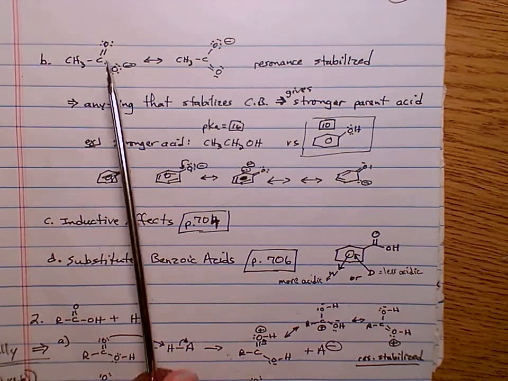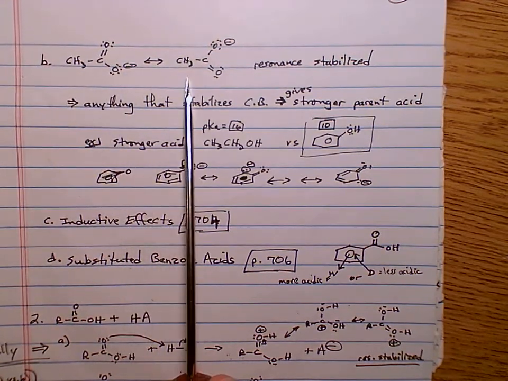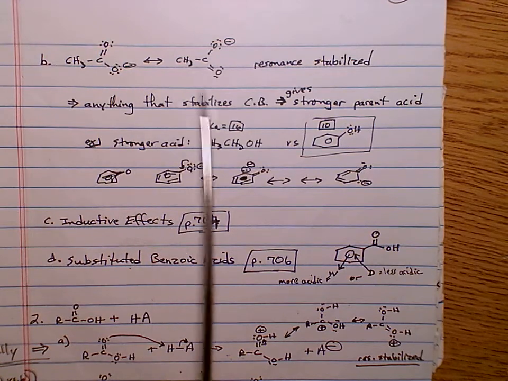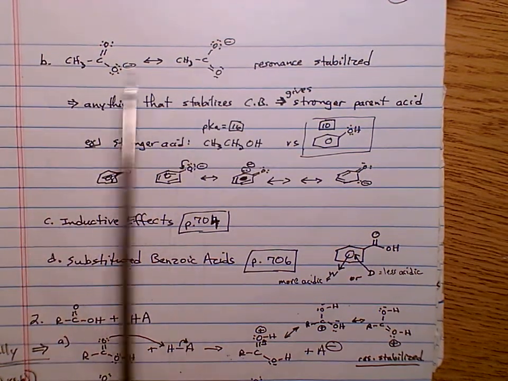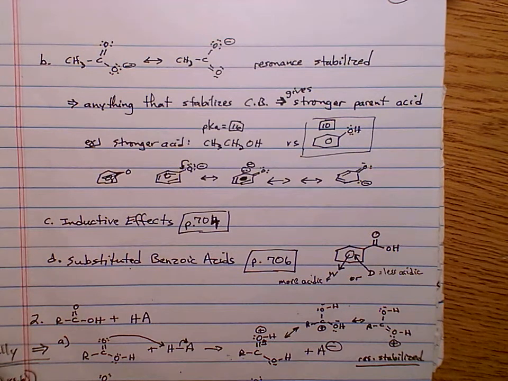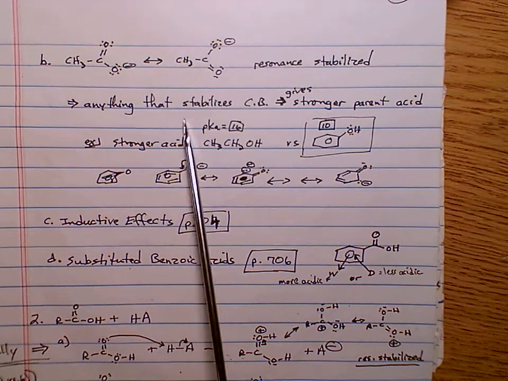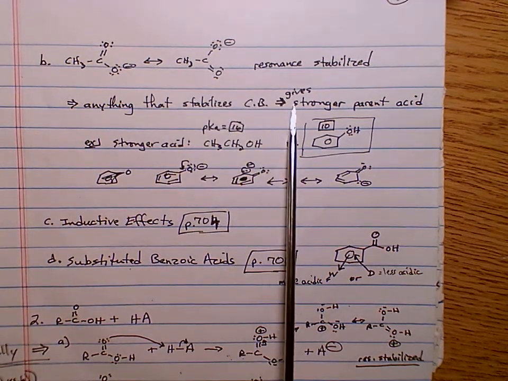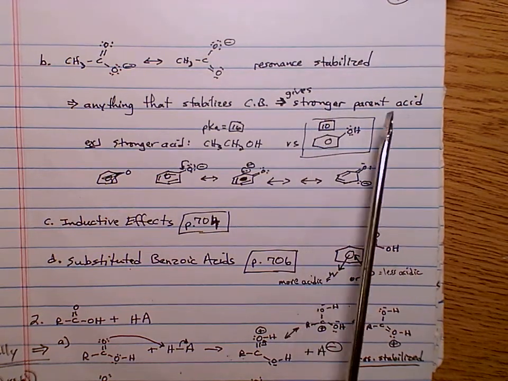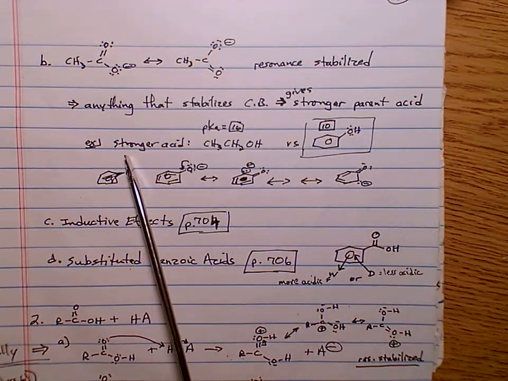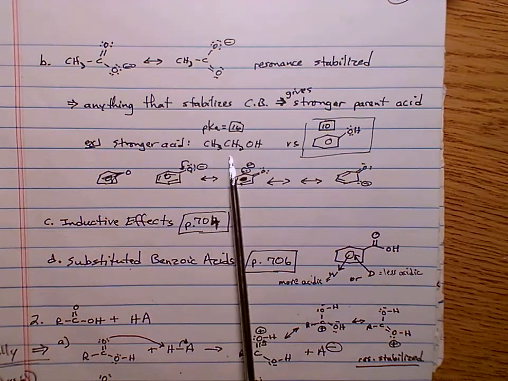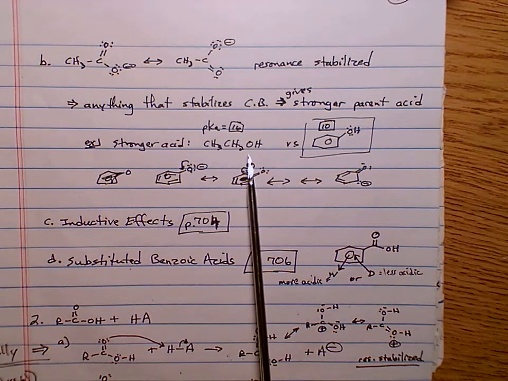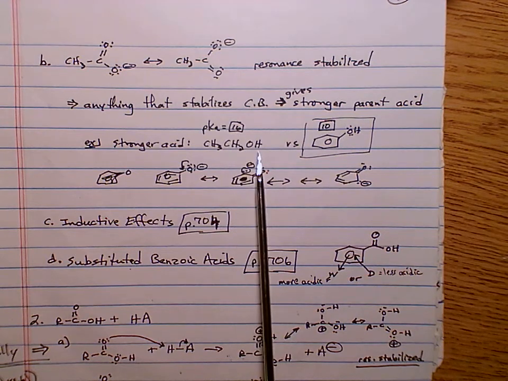Therefore, if the product is more stable than you think it is, the reaction goes towards the right more than you think it should, and therefore these are more acidic, pKa of 4 to 5. Because anything that stabilizes the conjugate base means you have a stronger parent acid. The reaction is going to go to the right. So note, the conjugate base of ethanol is not resonance stabilized, pKa of 16.